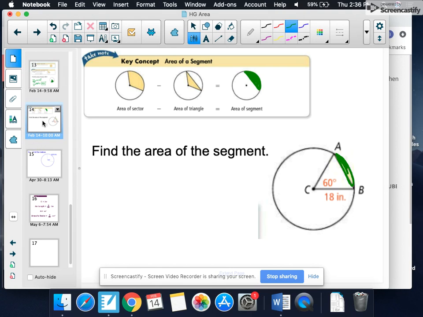So you want to color that part in. So the full sector here is ACB. So I'm going to have 60, my arc measure, over 360, and then times pi times my radius squared, and the radius is 18. So when I simplify that out, I'm going to get 54 pi.